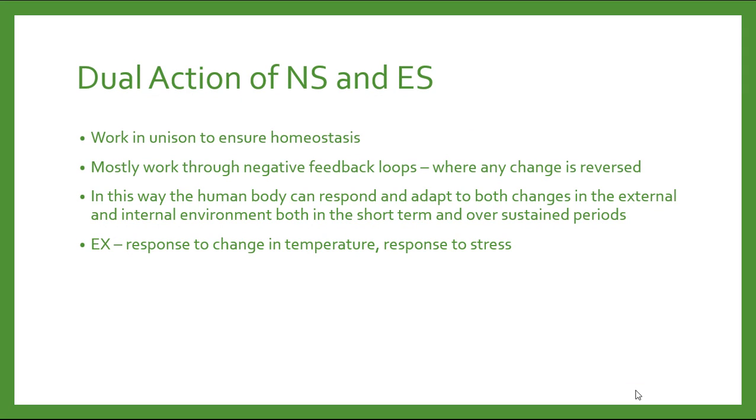We've now looked at both the action of the nervous system and the endocrine system. These two body systems quite often work together in order to ensure homeostasis via these negative feedback loops. This is the way our body can respond to changes both in our external environment and our internal bodies, and this can be in the short term or over long periods of time.